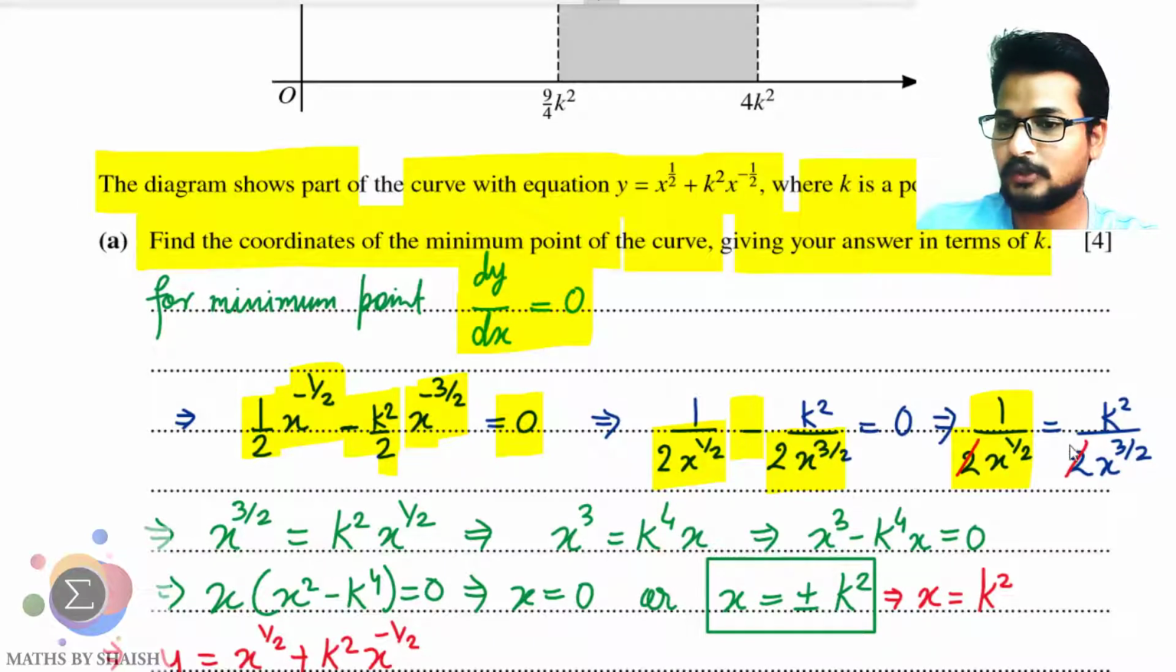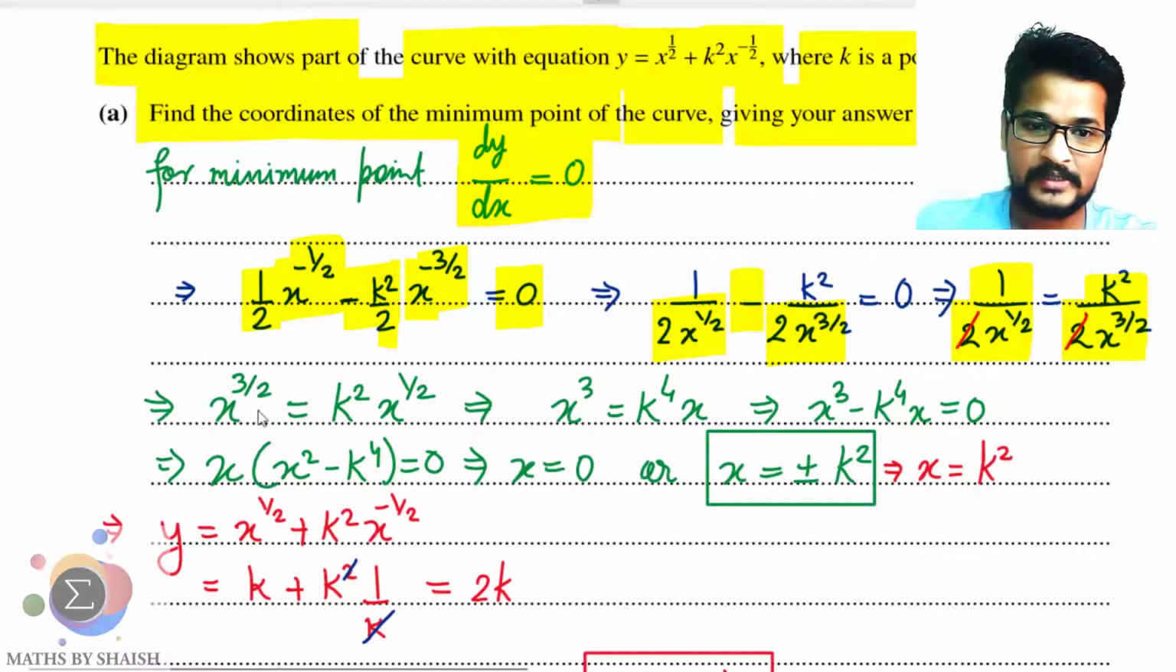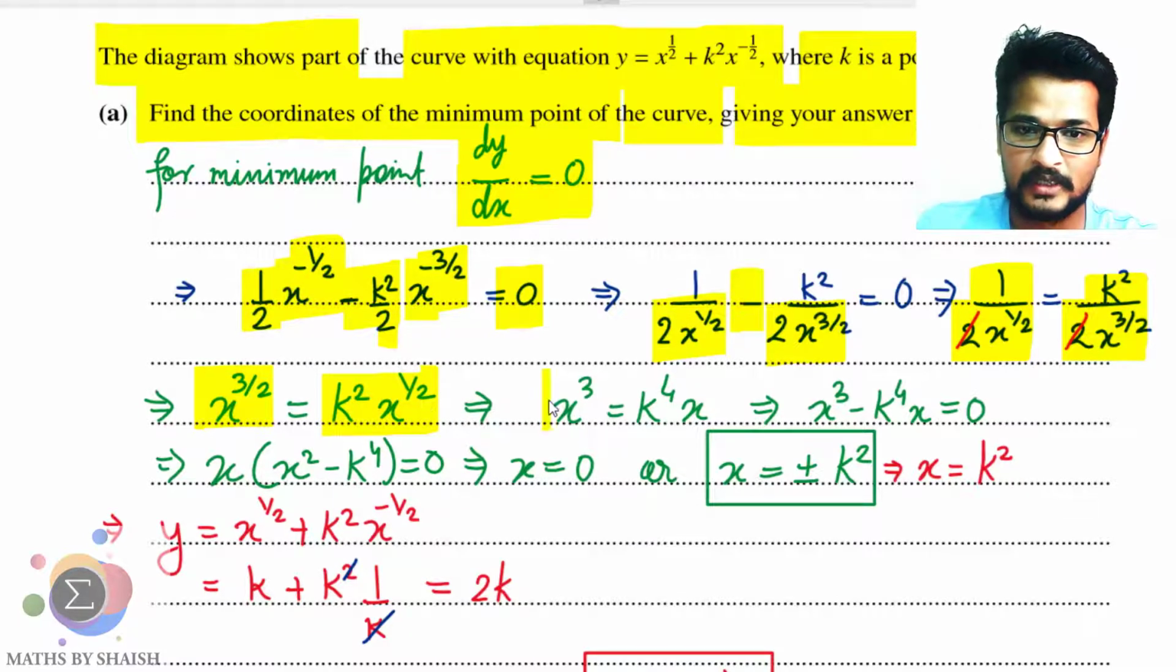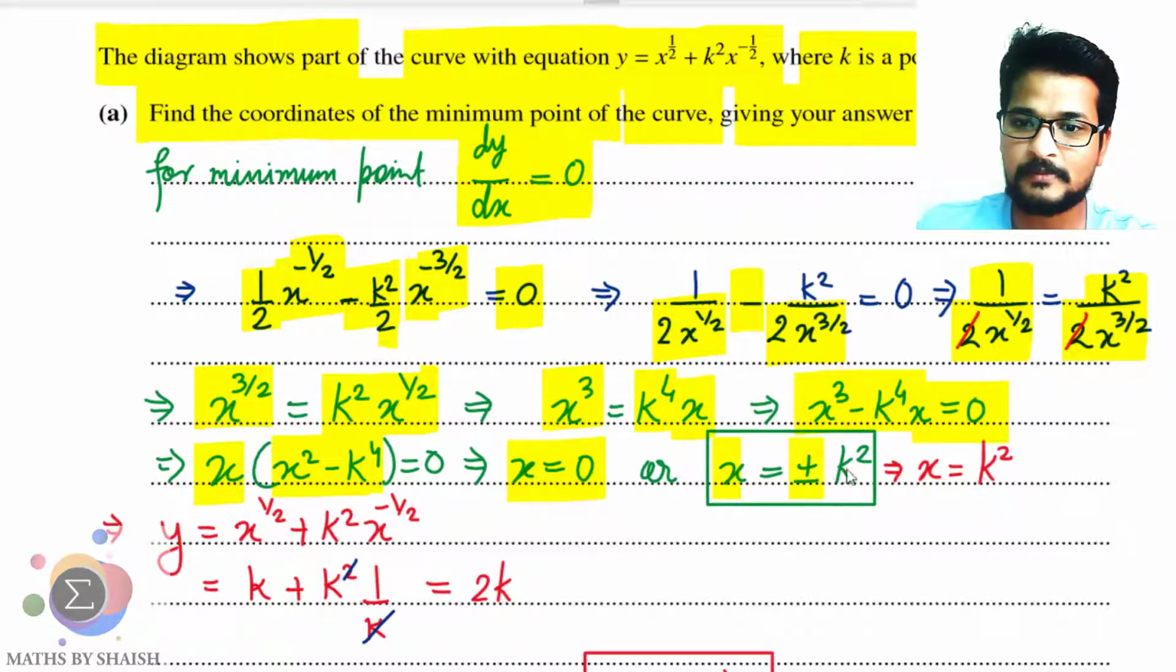We got 1 upon 2 x to the power half equals k squared upon 2 x to the power 3 by 2, and the 2 got cancelled. Cross multiply, we got x to the power 3 by 2 equals k squared into x to the power 1 by 2. We can take the square of both sides. We got x cubed here because the root got cancelled, and k to the power 4 times x. Taking one side, x cubed minus k to the power 4 x equals 0, x common, x squared minus k to the power 4 equals 0. Either x is 0, or x is plus minus k squared, because the square root of k to the power 4 is k squared.